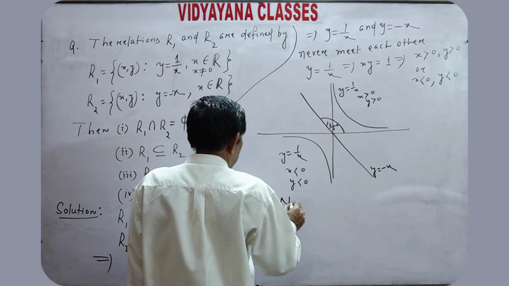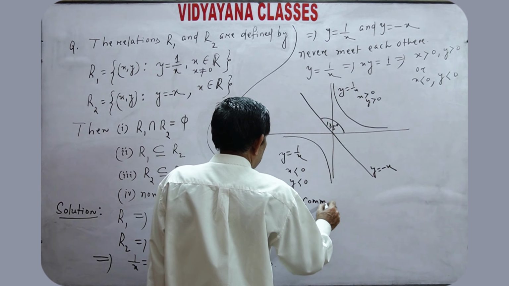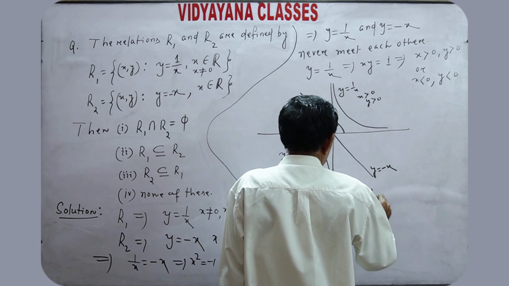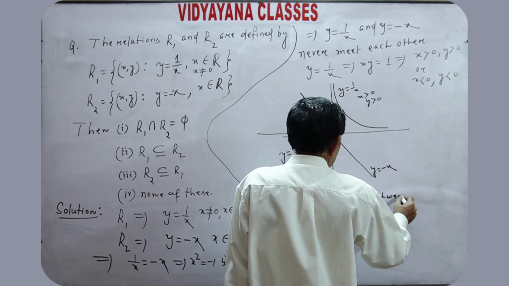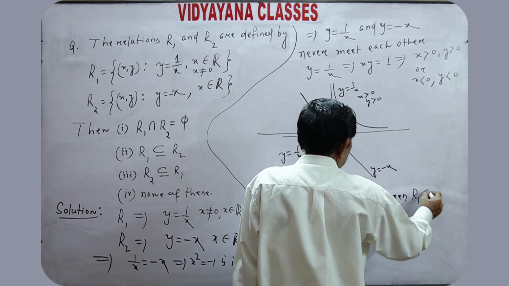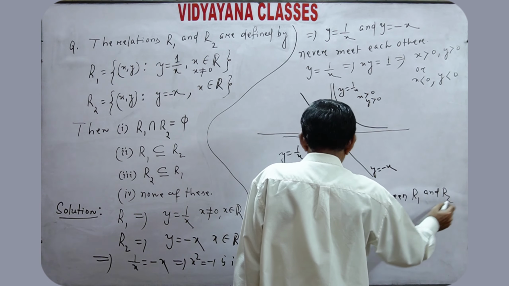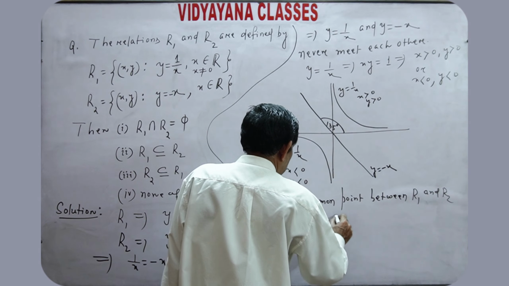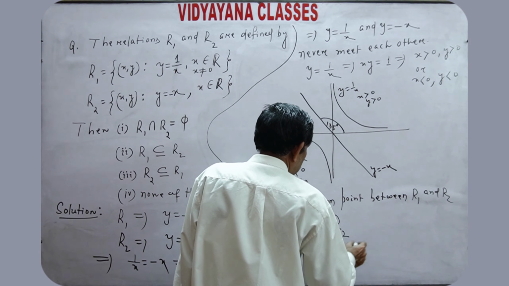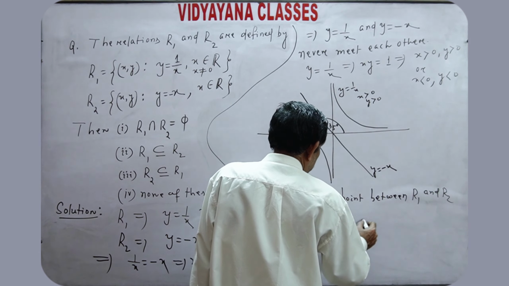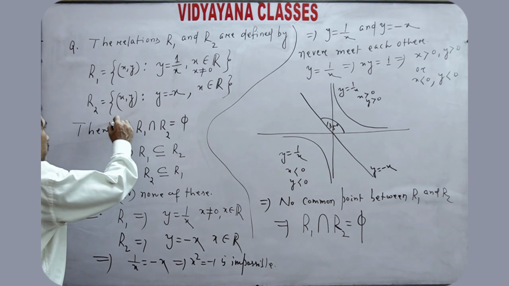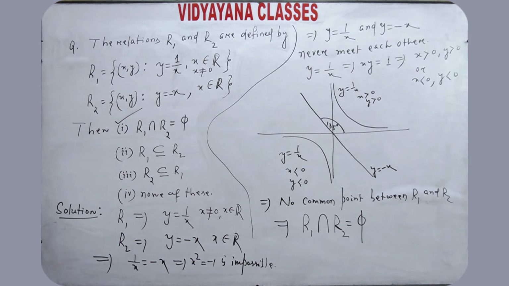This implies no common point between R1 and R2. Implies R1 intersection R2 is equal to phi. So the correct option is the first: R1 intersection R2 is equal to phi.